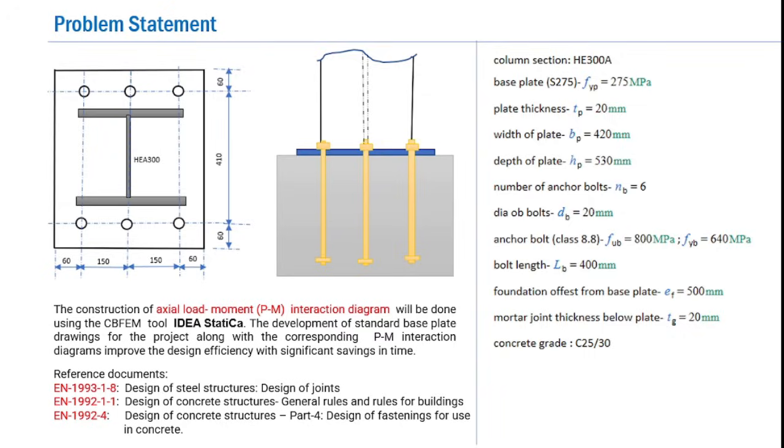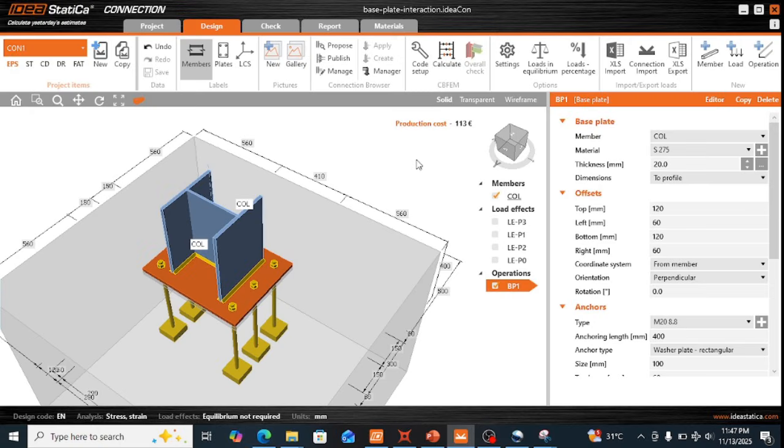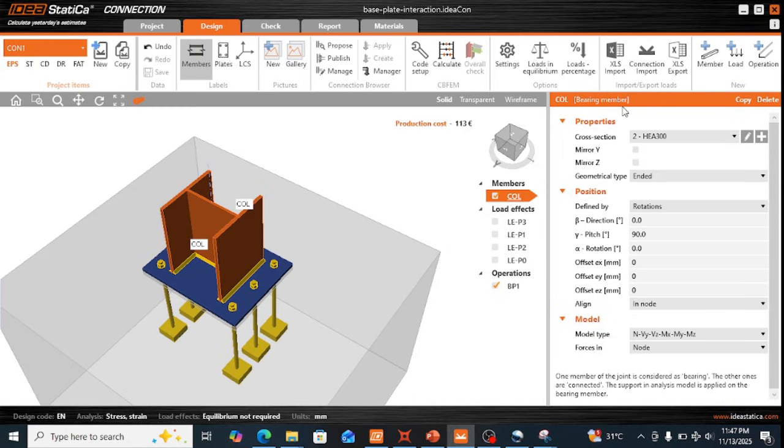So let us start with the IDEA StatiCa model. Okay, so this is the IDEA StatiCa 3D model for the column base plate. We need to input a number of parameters to populate this model. Let me just show you some of the parameters. For example, going to the members and pressing the column, you'll find the various properties associated with the column. You can see that the column cross section is HEA300, and that we have used an orientation angle gamma of 90 degrees to orient the member properly, and the model will be taken as an N-Vy-Vz Mx-My-Mz model, and all the forces will be considered in the node.